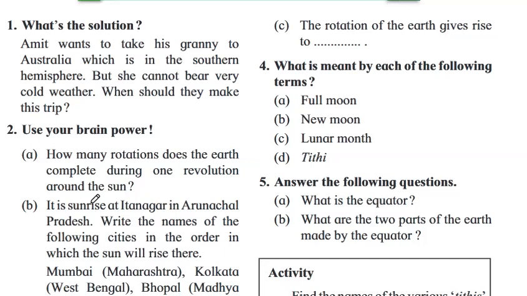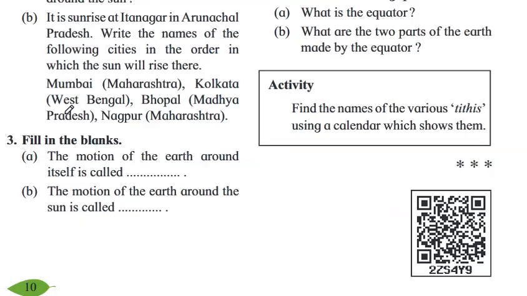It is sunrise at Itanagar in Arunachal Pradesh. Write the names of the following cities in the order in which the sun will rise there: Mumbai, Maharashtra; Kolkata, West Bengal; Bhopal, Madhya Pradesh; Nagpur, Maharashtra.